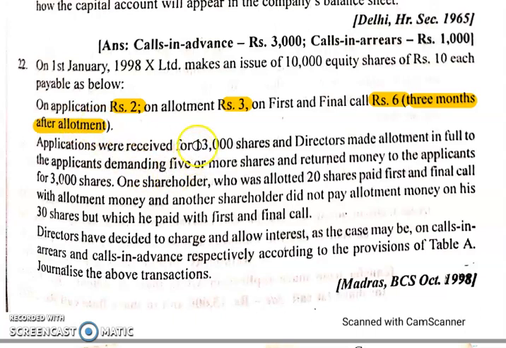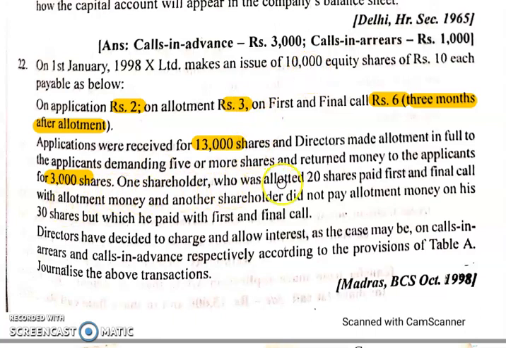The next one: they received 13,000 shares and directors made allotment in full to the applicants demanding 5 or more shares and returned the money to the applicants of 3,000. So received 13,000. It is understood that 10,000 has been allotted in full and 3,000 has been rejected.